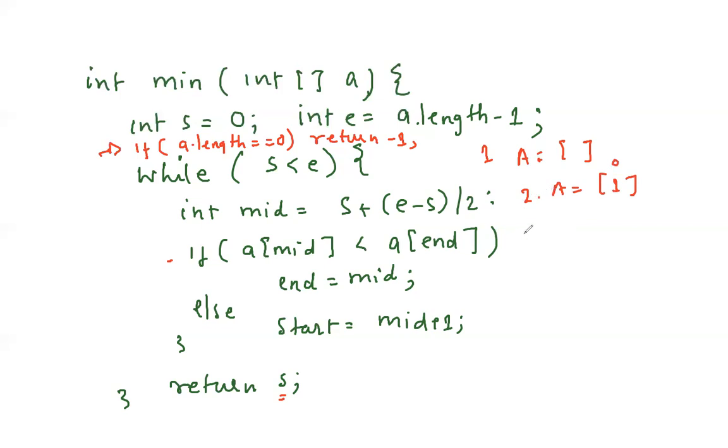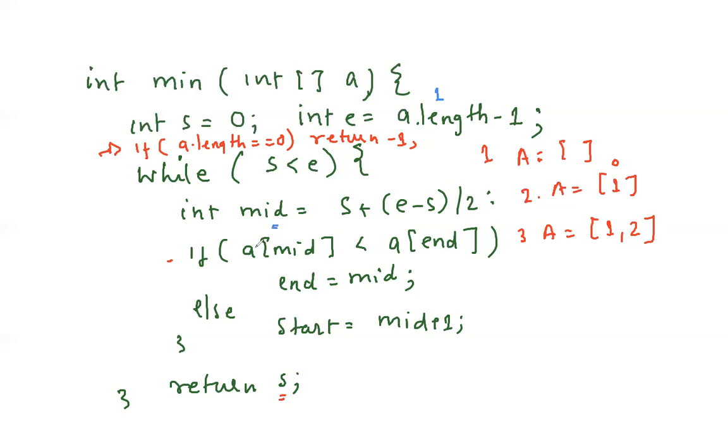Now let's take the third test case. You remember the third test case? A is equal to 2. Now this is where your test case comes in, like 0 rotations, right? This is 0 rotations. What will be S? S will be 0, and end will be 1. While S is less than end, yes.